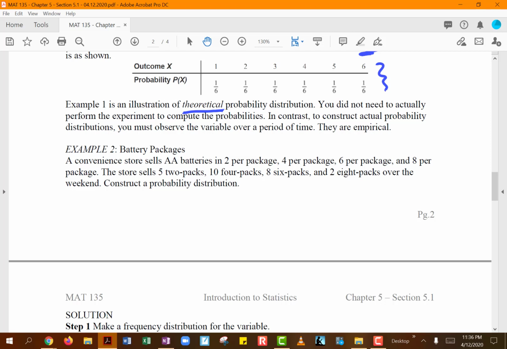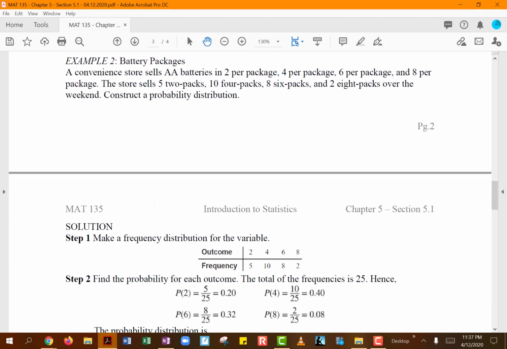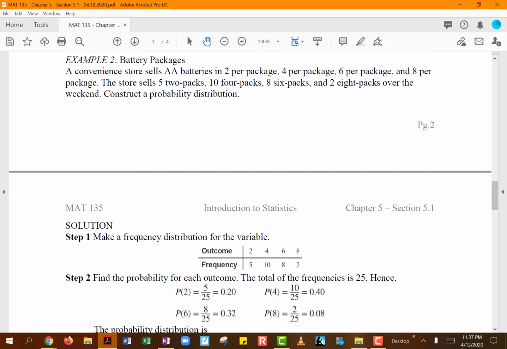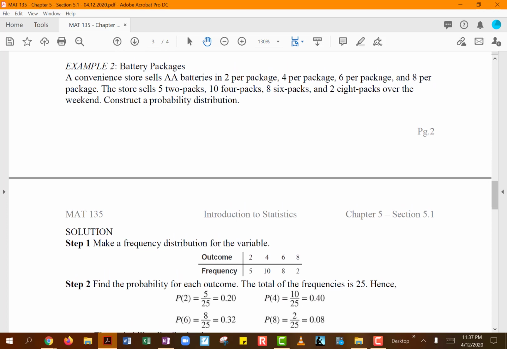Now they are telling us the store sells 5 of these 2 packs, 10 of the 4 packs, 8 of the 6 packs, and 2 of the 8 packs over the weekend. Based on that, they're asking us to come up with a probability distribution. Your outcome is going to represent the package sizes: 2 per pack, 4, 6, or 8. And then how many they sold will become your frequencies.